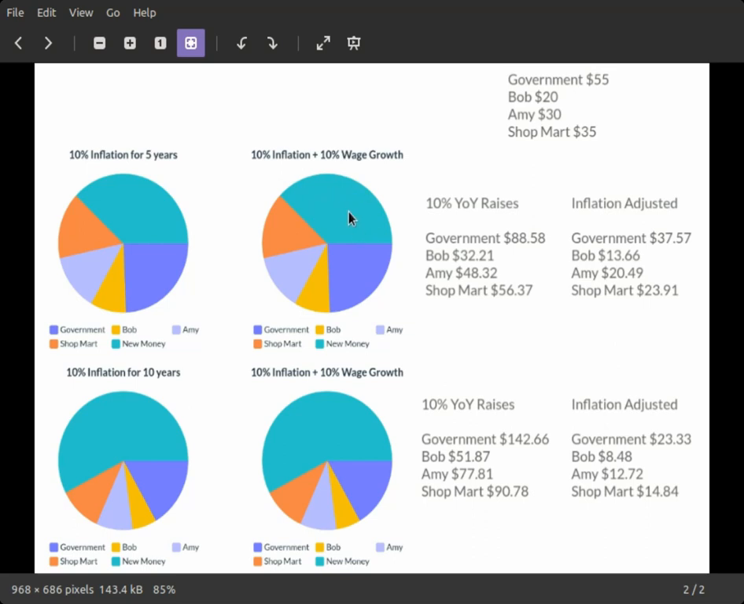But we have to remember that this new money chunk of the pie isn't a new person or a new entity. This money is going into government programs, or it's subsidizing Bob's purchases, or, you know, the government's purchasing some products from ShopMart for the military. A little Acme TNT over here to go bomb somebody. All of this money is going into this economy. This is the entire economy.